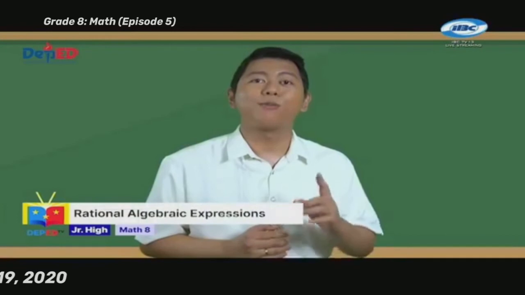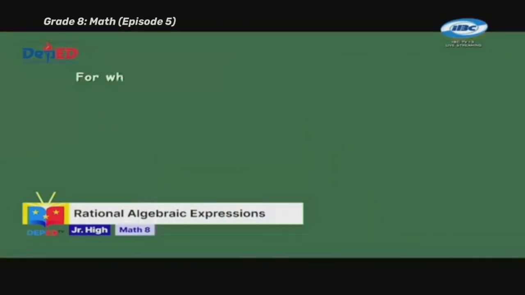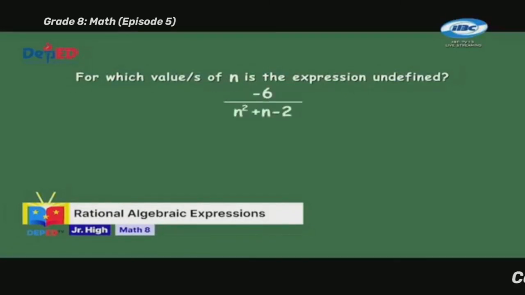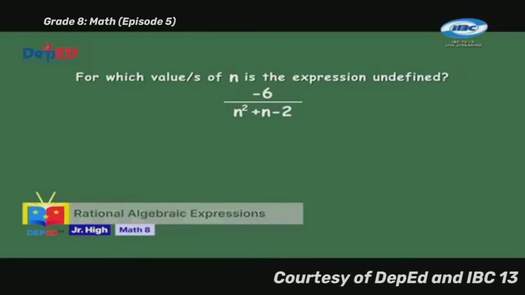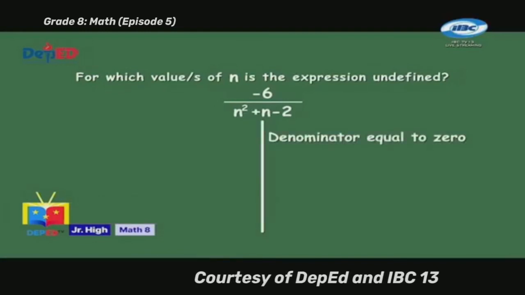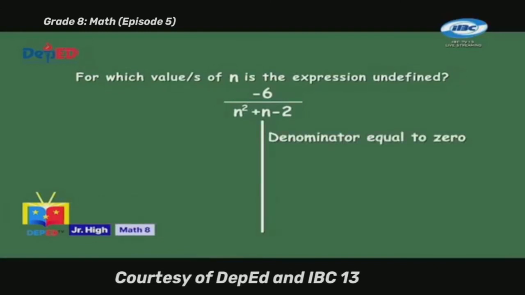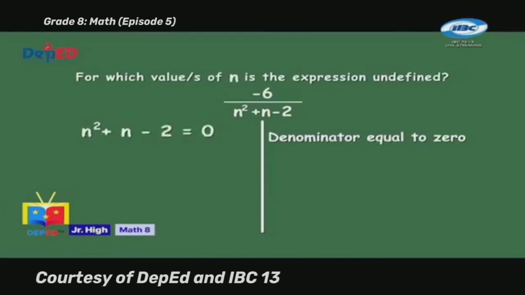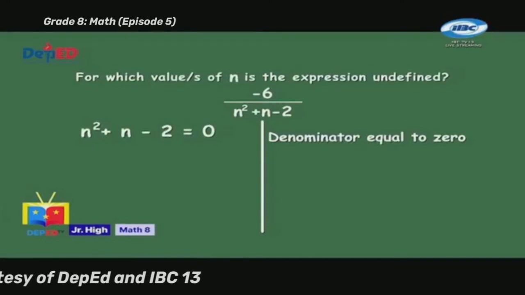Let us have one last example. For what value or values of n will make the expression negative 6 all over n squared plus n minus 2 undefined? First is to let the expression in the denominator be equal to 0. N squared plus n minus 2 is equal to 0. Then solve the equation by factoring.